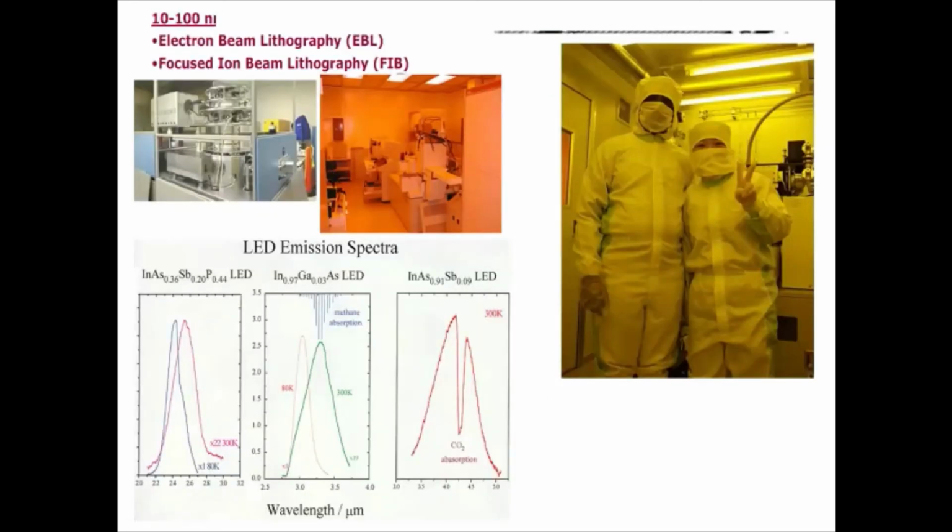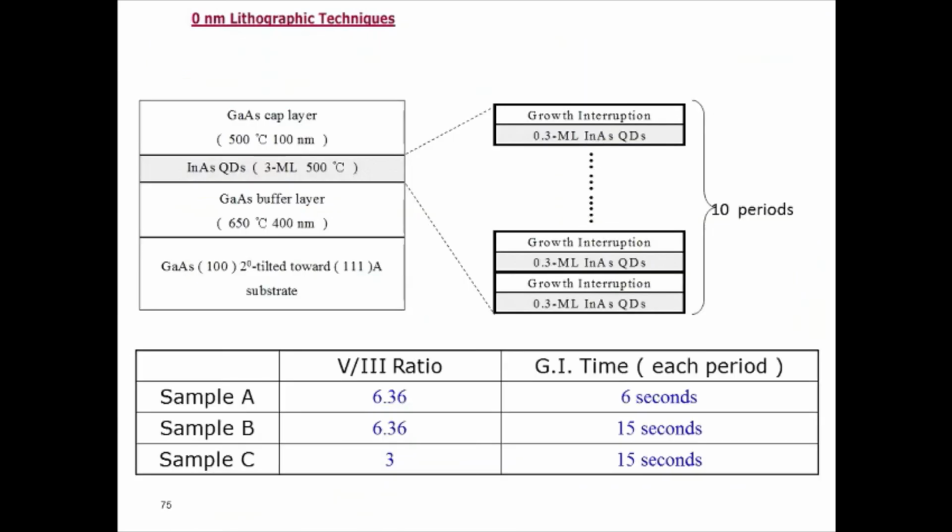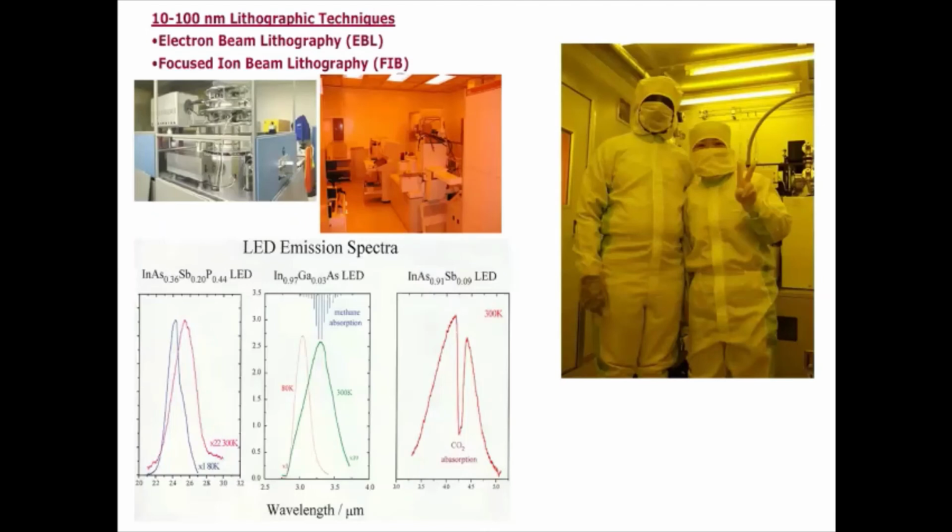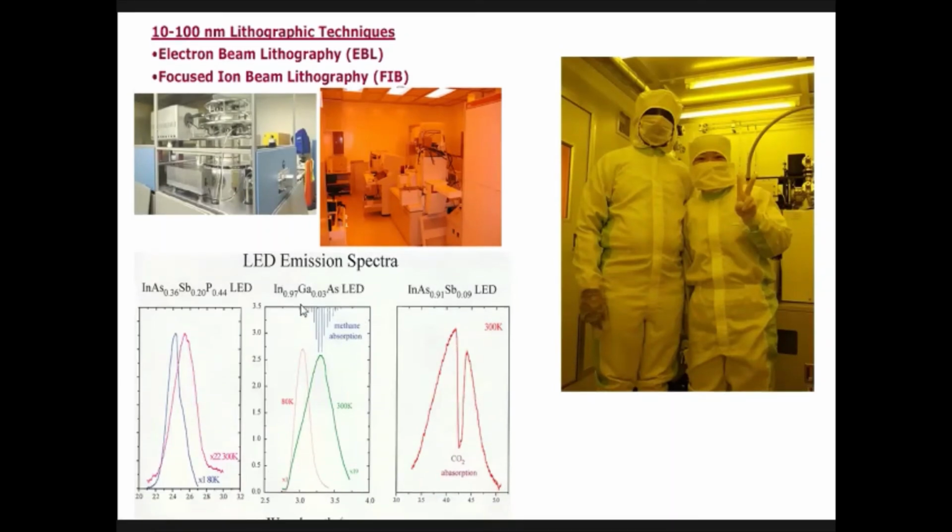Then come the lithographic techniques. I think I will not be able to concentrate on this, but this focused ion beam technique I told you about, for slicing the sample, we have used it for analyzing using TEM, and for various device structures, the LED emission spectra is given, for this particular composition, indium gallium arsenide. The emission wavelength corresponds to the absorption wavelength for methane. So from the reduction in intensity, we can calculate how much methane, carbon dioxide or nitrous oxide is present in the atmosphere.